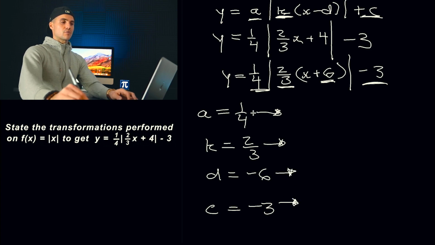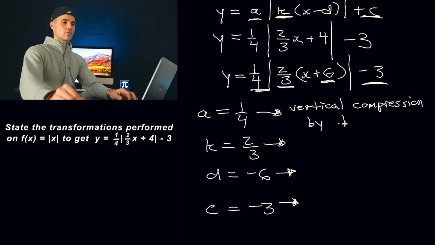So this a value of 1 over 4, what does that mean? That means there's a vertical compression by 1 over 4, because that a value is between 0 and 1, or the absolute value is between 0 and 1. If this was negative, we would also say it's reflected in the x-axis, but it is positive, so there's no reflection there. So that is the first transformation.